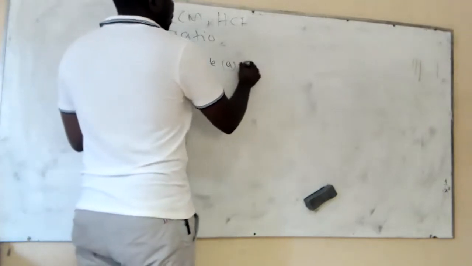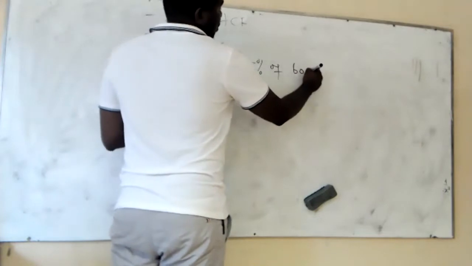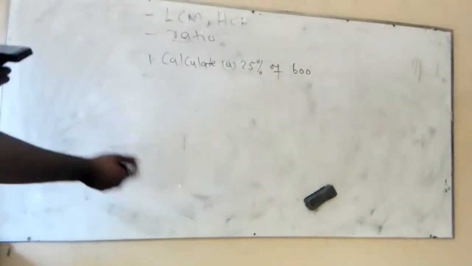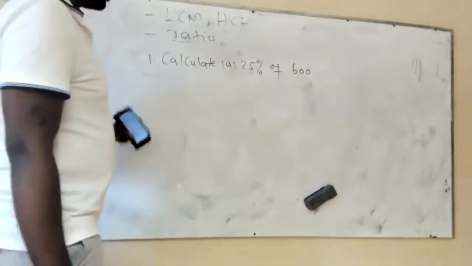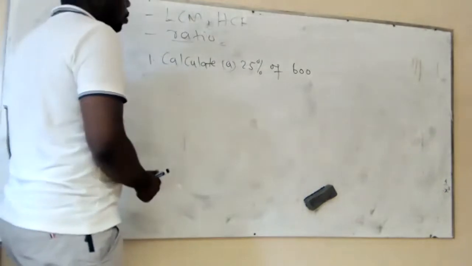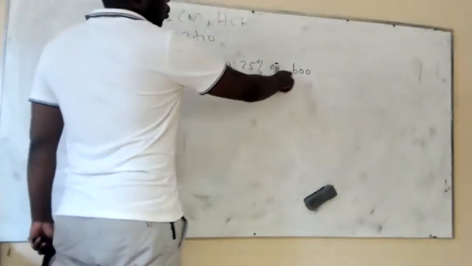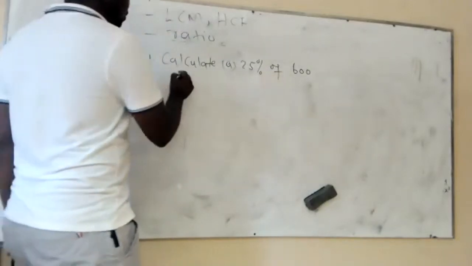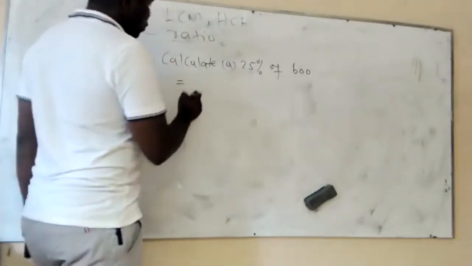Of which the first question from the homework was about calculating 25% of 600. So let's start with this question. I answered these questions yesterday, but I want to emphasize it today so that you can see how we're supposed to go about this. We're supposed to calculate 25% of 600. So how are we going to calculate that? This is what we're supposed to do.